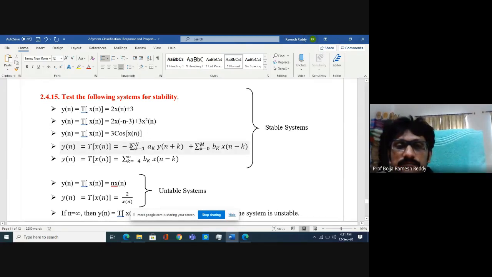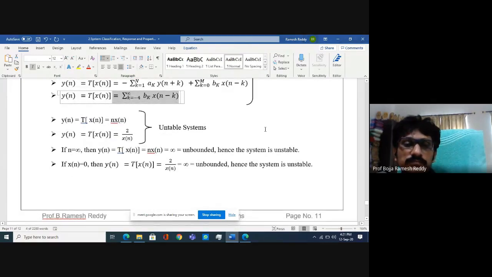Next, here the input is bounded and the output is bounded, so no problem for stability. This is most widely used, called the constant coefficient difference equation. It is always linear, shift invariant, stable, but not causal. See, because of plus k it is non-causal, but it is stable, no problem for stability. Next, here no problem, because the input is bounded, the output is also bounded. That's why this is a stable system.